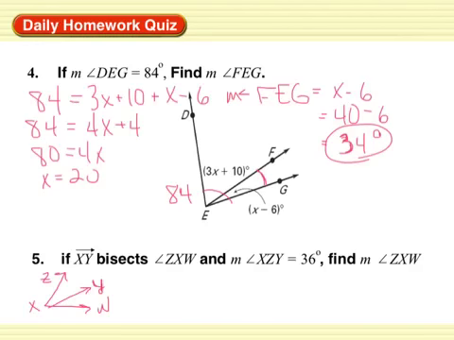Okay, I believe there's a typo here. I'm going to say this is ZXY, because remember, the vertex always has to be the middle letter. I drew a picture as I was reading this, and that's how I knew there was a typo. XY bisects ZXW. The measure of ZXY is 36. Find the measure of ZXW. Remember, a bisector bisects it into two congruent pieces. So if I did 36 plus 36, I know my answer is 72 degrees.